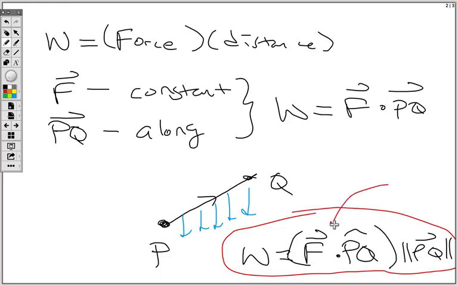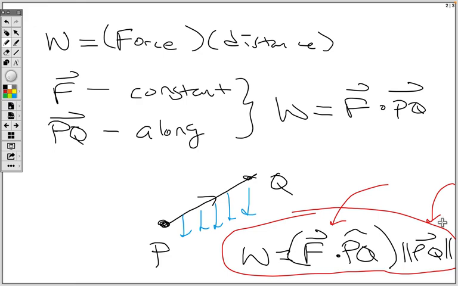So the key takeaways here, if we have a constant force, then we need to figure out how much force is in the direction of the motion. To get the direction of the motion, we take the unit vector associated with that. F dot that unit vector gives you how much force is in that direction, and then we multiply it by the distance we're moving it. Does this all ring a bell?